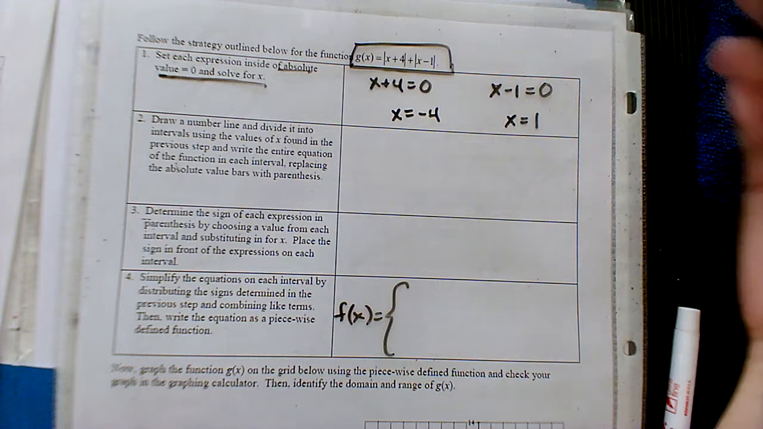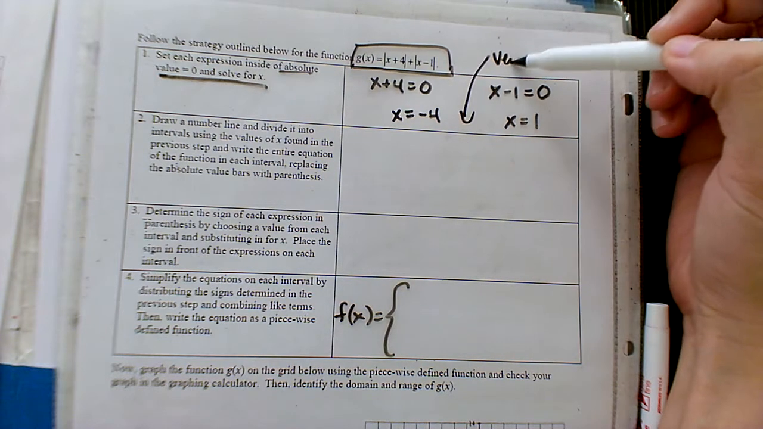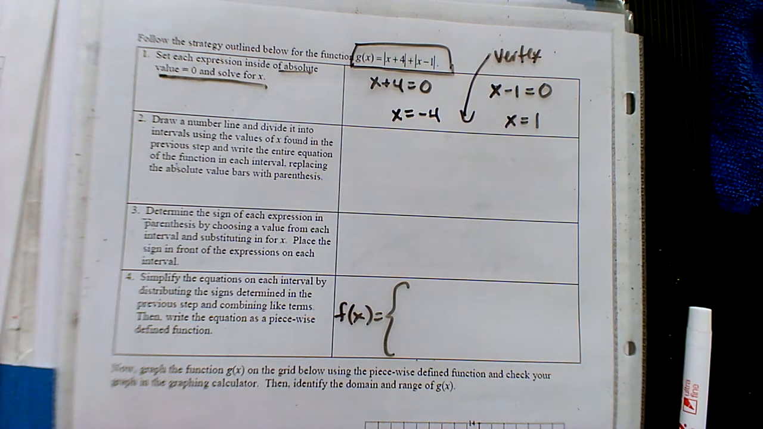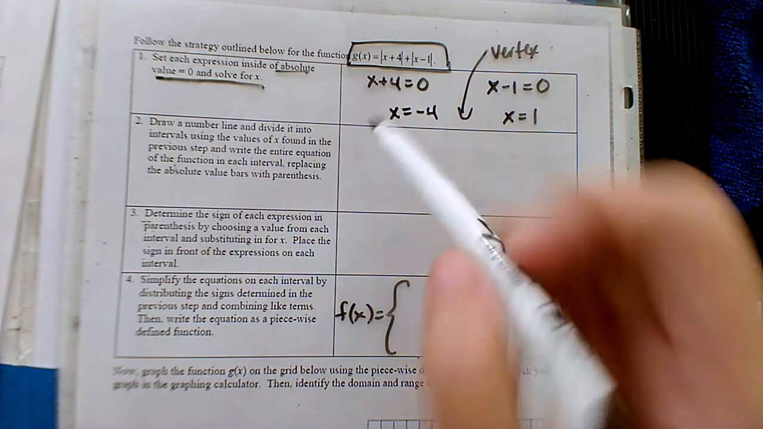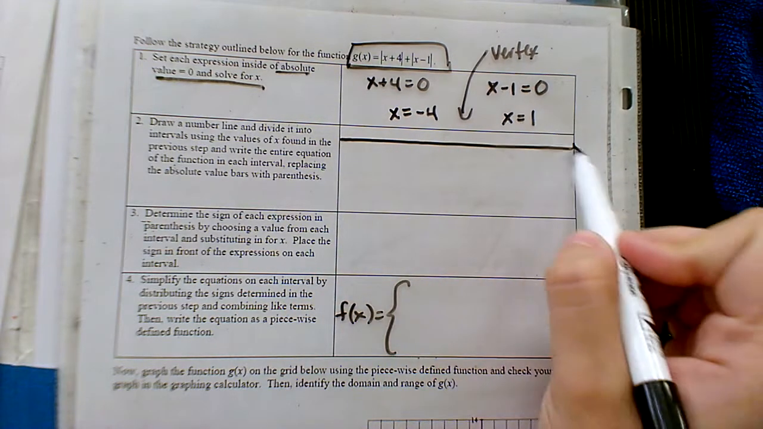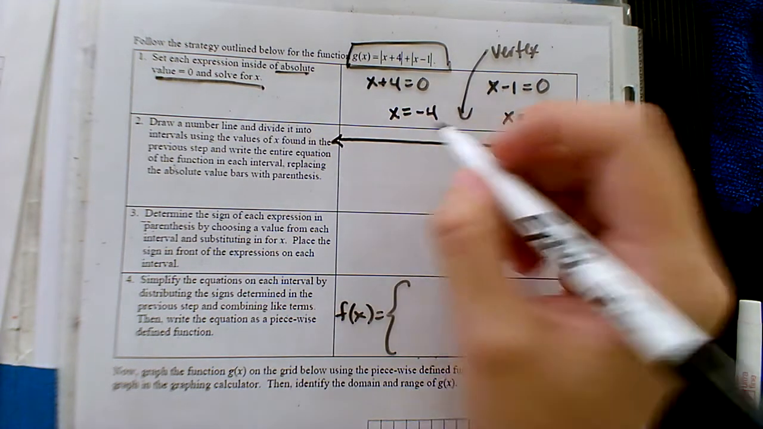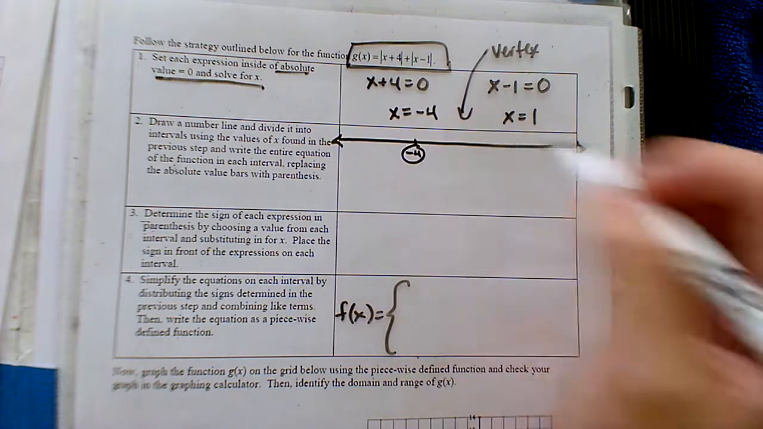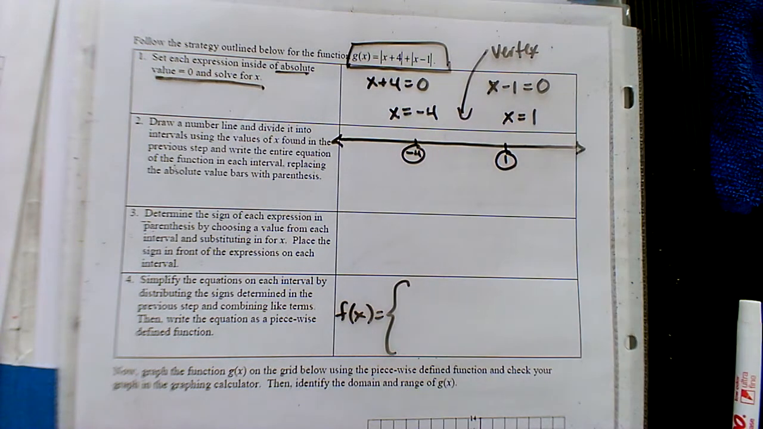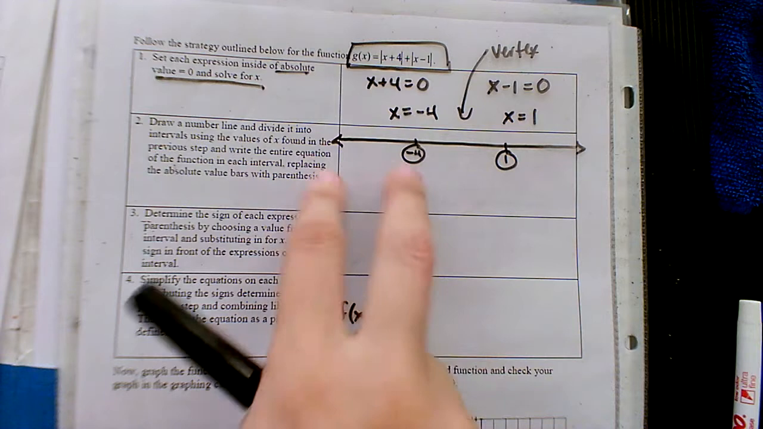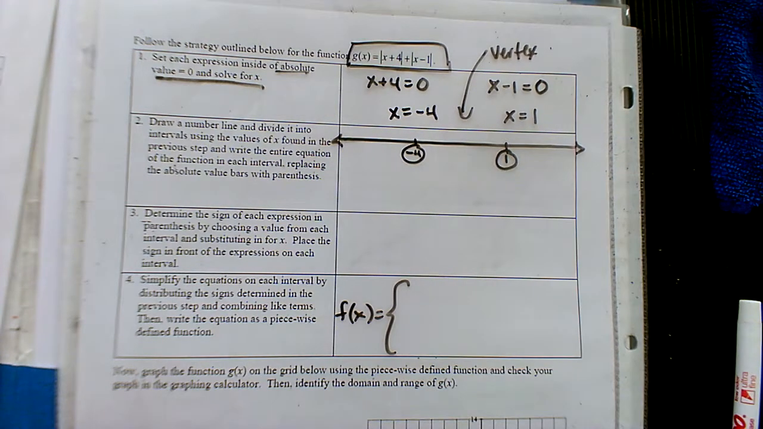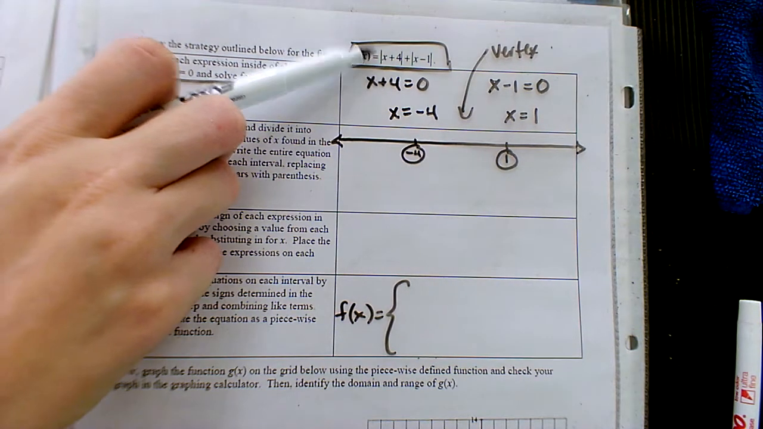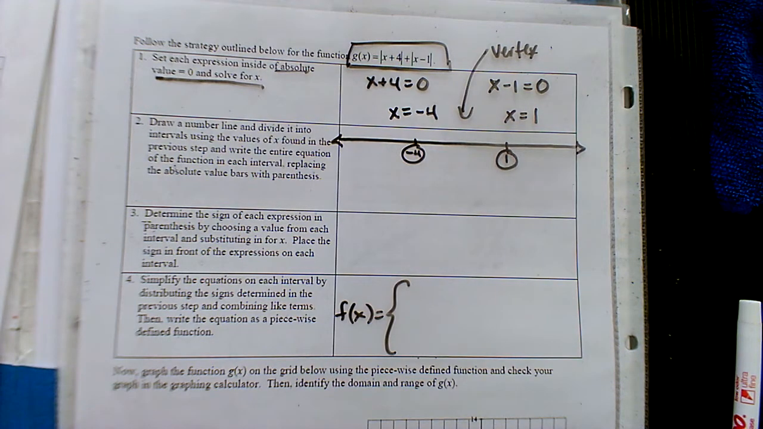What did we say those represented again? Vertex locations. So we have kind of sharp points on our graph at those spots. Now that we know where the vertices are, we're going to draw our number line and write them in the number line in order. So negative 4 would come first, and then 1 would come second. So since we have 2 vertices, notice how our number line has 3 intervals. You have the left side, the middle, and then the right. So when we rewrite the original equation, we're going to have to rewrite it 3 times, 1 for each spot.